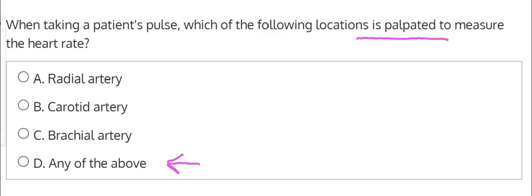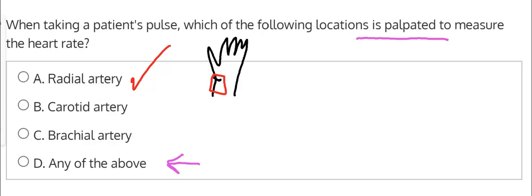So option A, the radial artery. So the radial artery, can it be used for a pulse or can it not? And it can be. The radial artery is an actual artery. So if you have the patient's wrist right here, then the area around this landmark, right by the thumb under there, that would be used to check for the pulse, and that could be used for radial artery. So yes, that is a correct option for checking pulse.